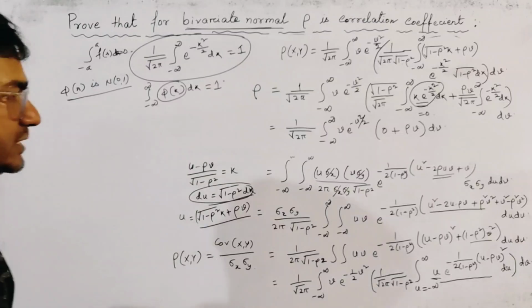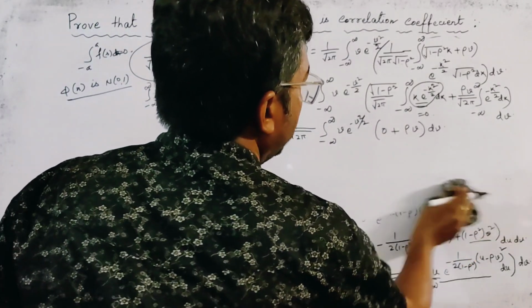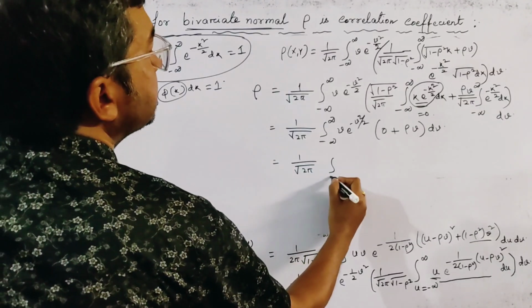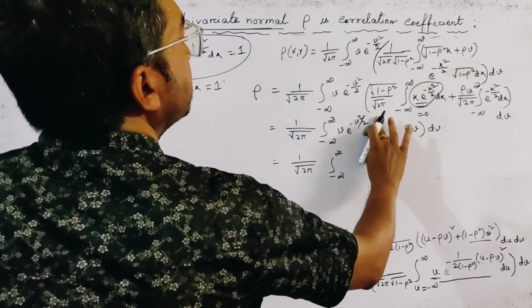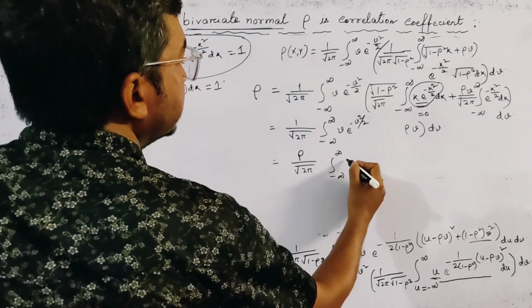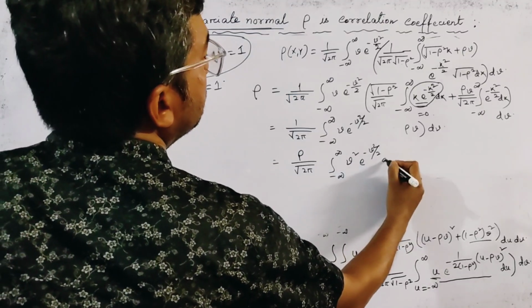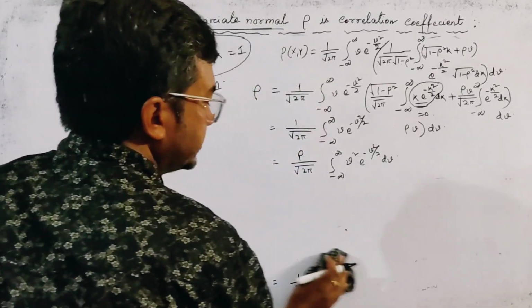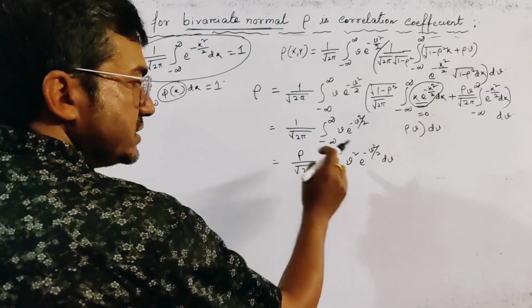Now we get another integration, what is the integration? This is 1 by root 2 pi integration from minus infinity to infinity, and if we delete 0, then we get here rho, and this is v square into e to the power minus v square by 2 dv. Okay, now we try to integrate this term. How to find this integration?